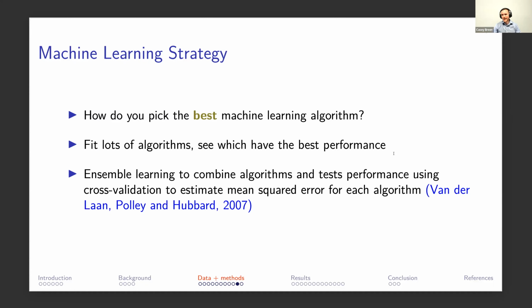I do this in a machine learning environment called SuperLearner. This was developed by some folks in the biostatistics department at UC Berkeley. Basically, this is just an ensemble learning approach that's going to combine together different algorithms and test the performance using an a priori specified cross-validation procedure. And I'll talk a little bit more about this cross-validation.